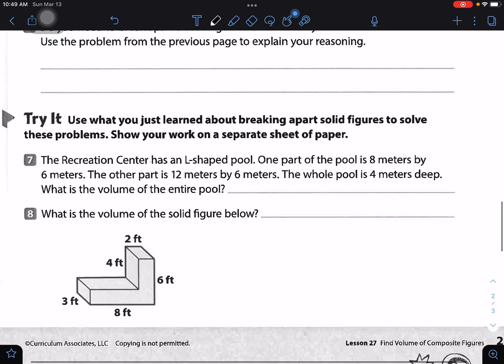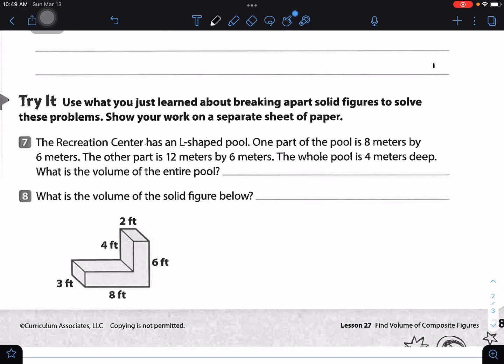So first of all, I would maybe start off by drawing an L shape. So I've got this part of the pool here. So there's part of my pool. And then I know that there's a smaller part of the pool that's also attached. Mr. A is not the best drawer, but you can see generally the same idea. So we know that one of the parts of the pools is 8 meters by 6 meters, and then the other pool is 12 meters by 6 meters, and both of them have a depth of 4.